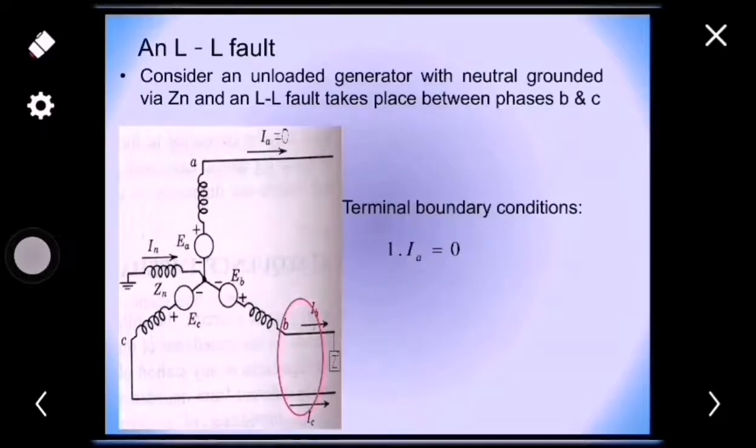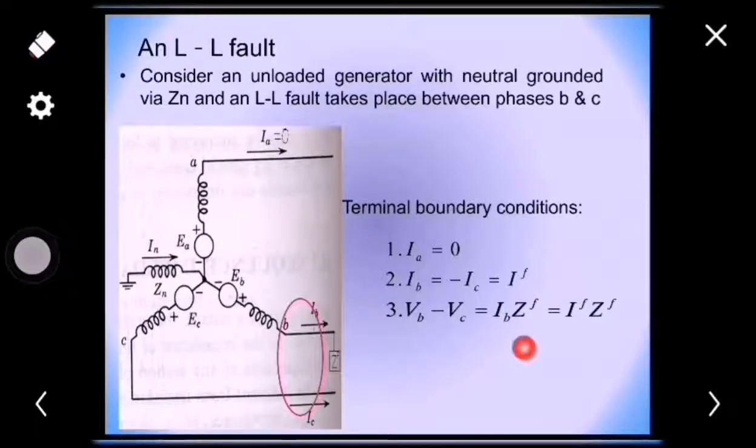The second boundary condition is IB equal to minus IC, and that is itself the fault current to be obtained using symmetrical components. The third boundary condition is the potential difference between phase B and C under the fault condition. So VB minus VC is IB into ZF, or minus IC into ZF, and that is equal to IF into ZF. Do mind well, if ZF is 0, meaning phase B and phase C are shorted directly, then definitely VB equals VC, both are the same. But here ZF is not considered 0.